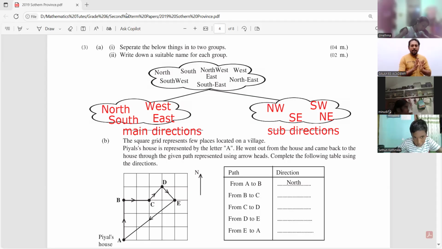Right, then part B, look at the square grid representing a few places located in a village. Pierre's house is represented by the capital letter A. This is capital A here. He went out from the house and came back to the house through the given path represented using arrowheads.